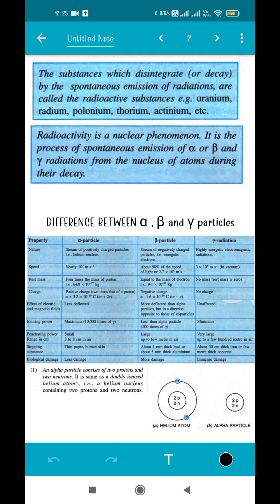When alpha particles are exposed to an electric field or a magnetic field, they will not deflect much. We will see about this on the next page. Beta particles will deflect a little more than alpha particles, but gamma radiation will not deflect at all. Similarly, alpha particles can ionize in a very high amount, beta particles a little less, and gamma radiation the least.